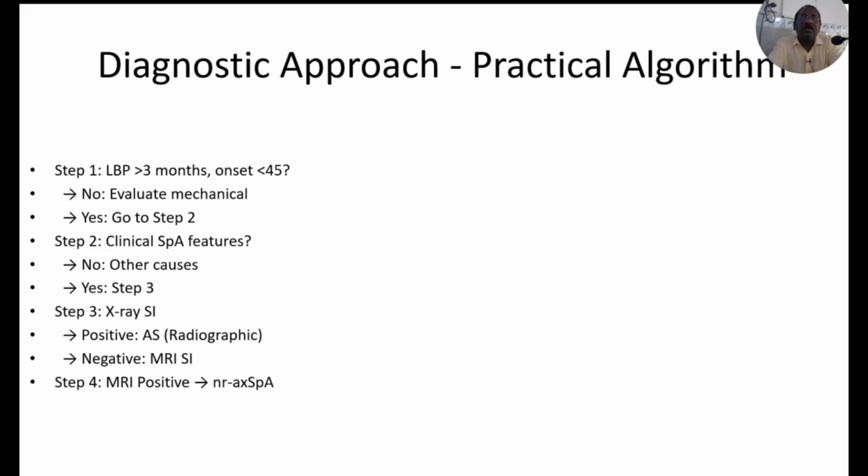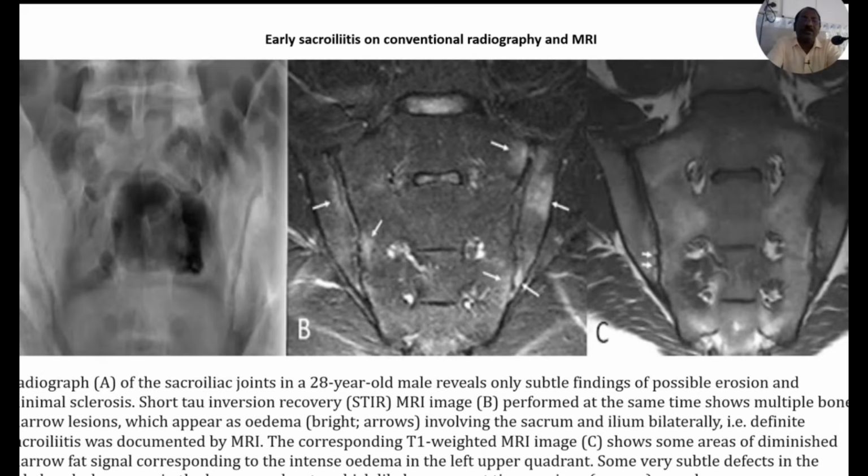Negative, so don't be happy with the conventional X-rays. It will take some more time. So when the conventional X-ray says normal, definitely go for MRI. Okay. So if MRI is positive, that is non-radiographic ankylosing spondylitis or spondyloarthropathy. See the clinical pictures here.